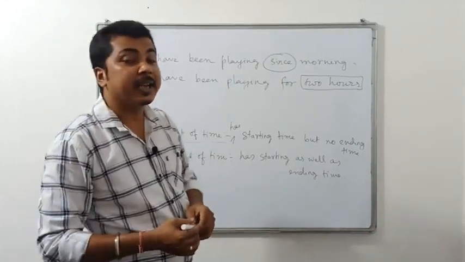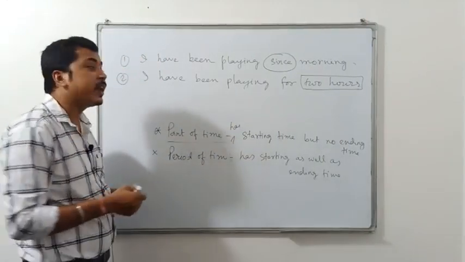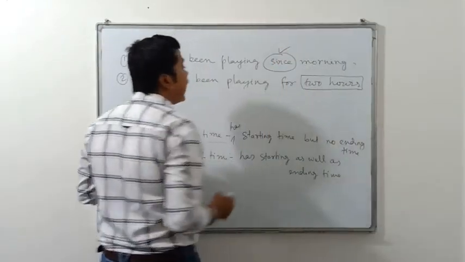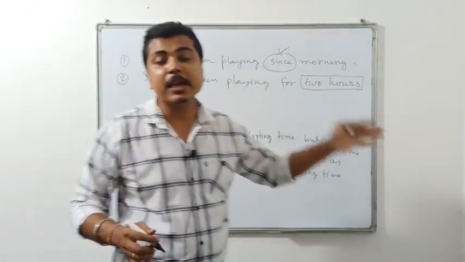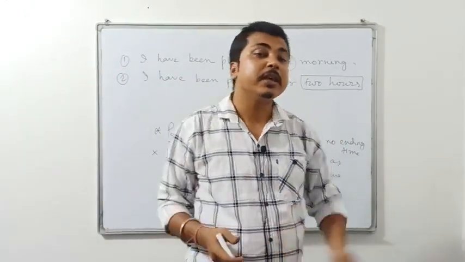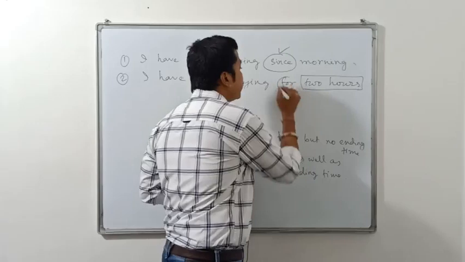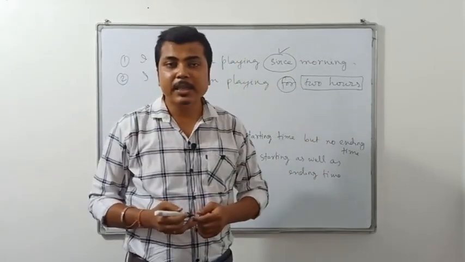So the ending time which we cannot identify, in that case we use since. And where we can identify the starting and the ending time both, in that case we use preposition for. Isn't it easy? Okay.